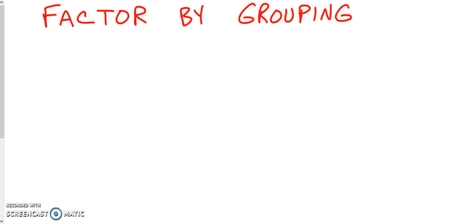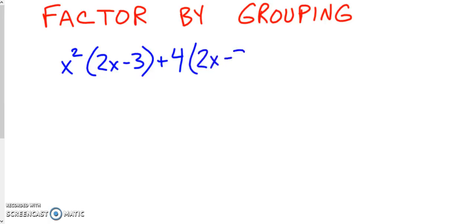All right, so let's say that I had x squared times 2x minus 3 plus 4 times 2x minus 3. Now it's important to note that these two sets of parentheses match. If they don't match, then you can't factor this by grouping, or you need to go back and see if you can refactor it somehow. But since those two things match, we can take that term and factor it out.